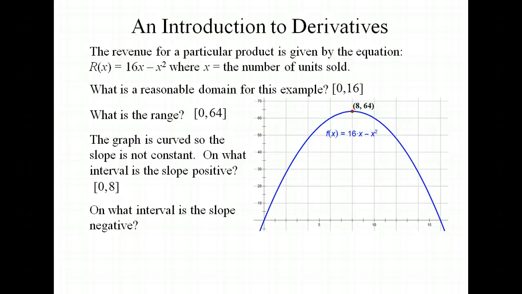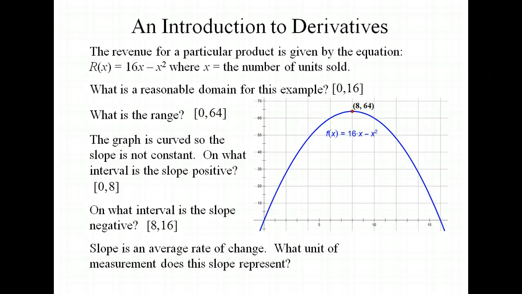So on what interval is the slope negative? Well, it's going to be on the right side of the vertex, so going from 8 to 16. Now, when we talk about slope, we're talking about the change in y over the change in x, or the change in our output divided by the change in our input.